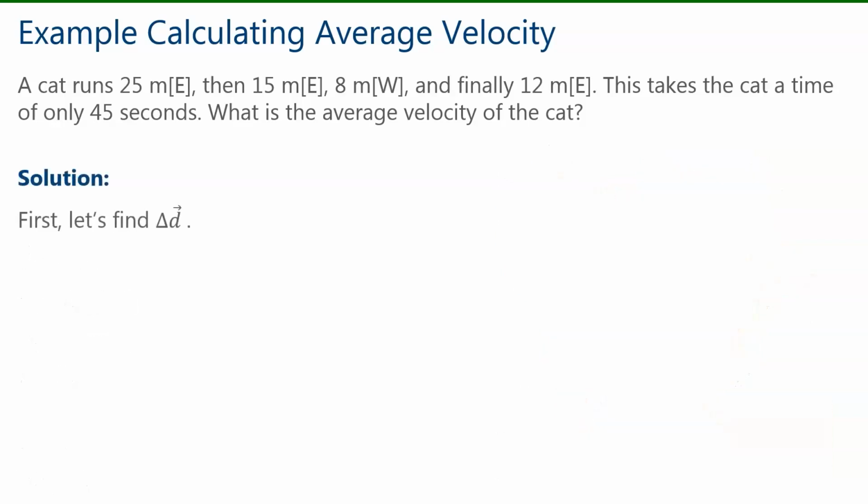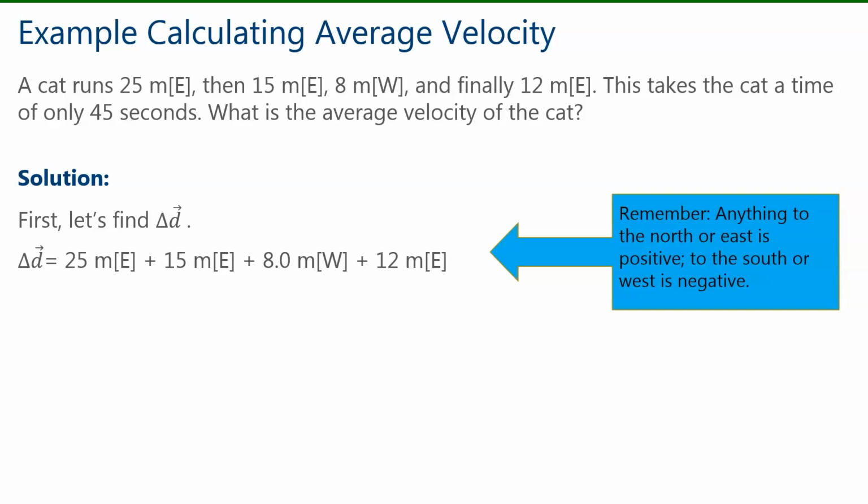So for our solution, the first thing we need to do is find the total displacement. We find the total displacement by adding up all the displacements in the problem. So we have 25 meters east plus 15 meters east plus 8 meters west plus 12 meters east. Remember that anything to the north or east is positive, and to the south or west is negative. So we put in our signs with east being positive and west being negative, and we end up with positive 44 meters, or that's equivalent to 44 meters east.